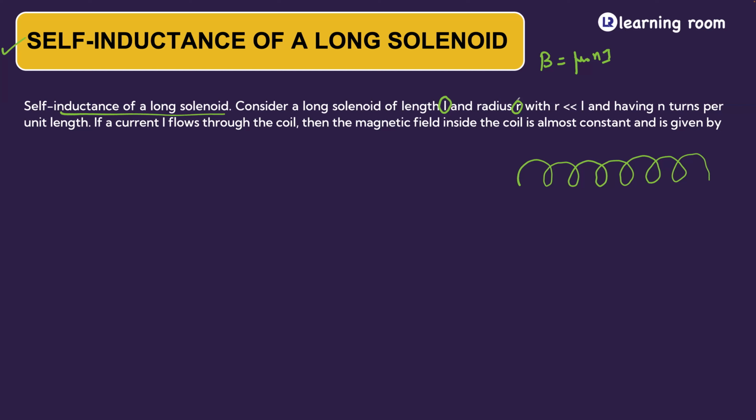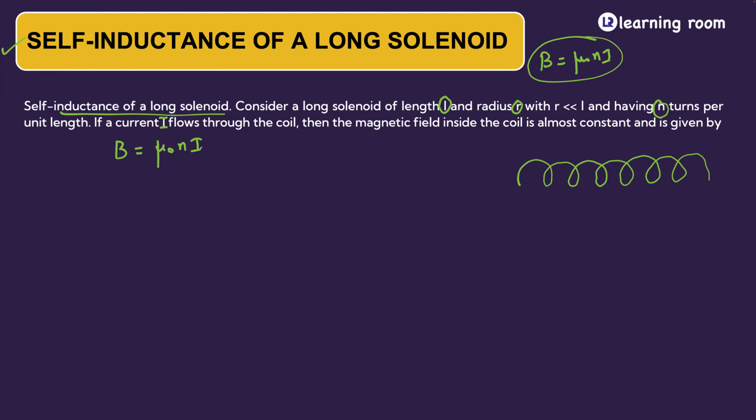Let's say it has n turns per unit length. If a current I flows through the coil, then the magnetic field inside the coil is almost constant. This we have already discussed. Due to a long solenoid, the magnetic field is present only inside the solenoid, and outside it is 0. Its value is B equal to mu naught into n into I. So that is what we are going to start with. Logic is very simple.